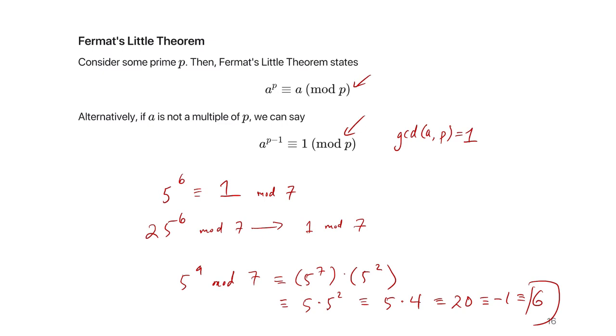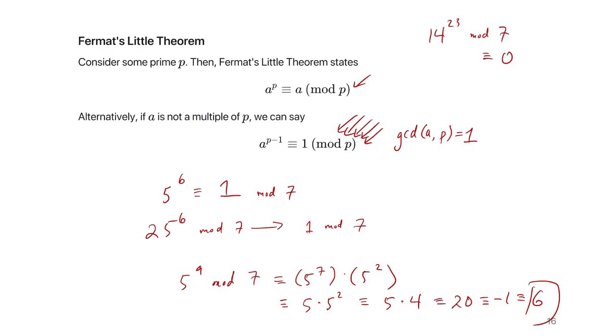33 equals X mod 7. Sure. It has to be, because, like, so you're saying, what is 14 to the 23 mod 7? It has to be 0, because 14 is a multiple of 7, yeah. So that's why this case only works when A is not a multiple of P, right? Because 14 to the 22 is not 1 mod 7, it's 0 mod 7.